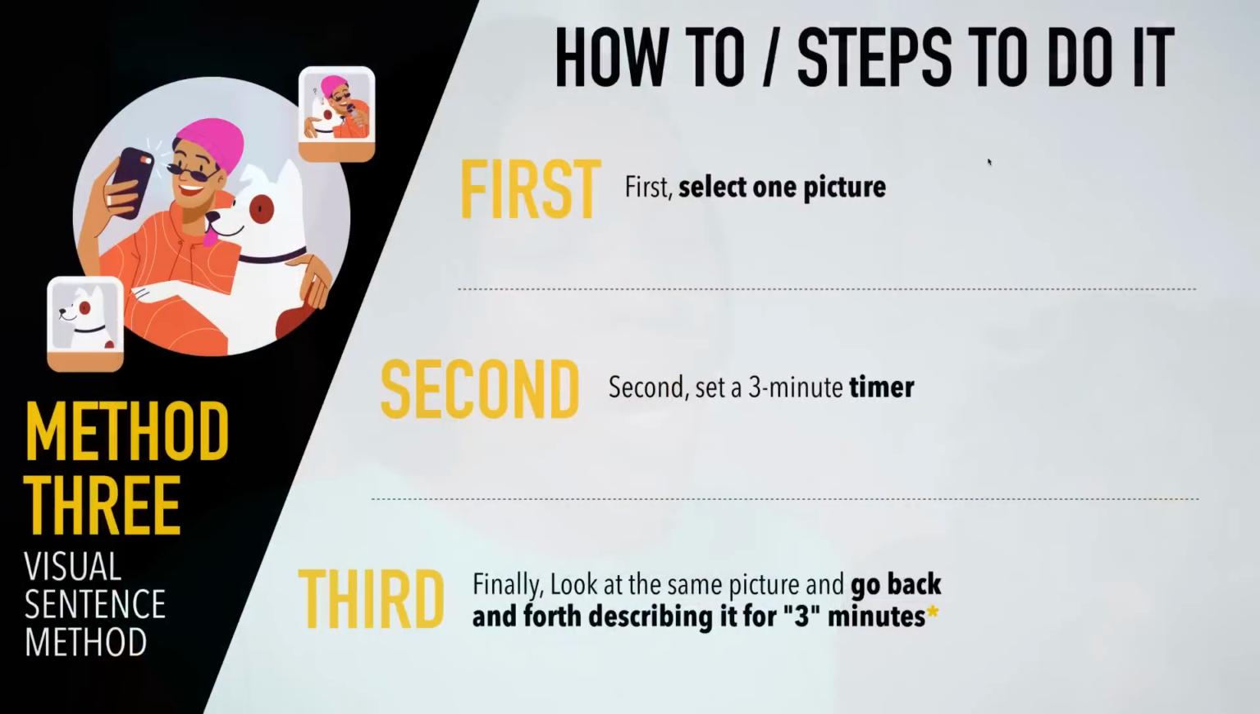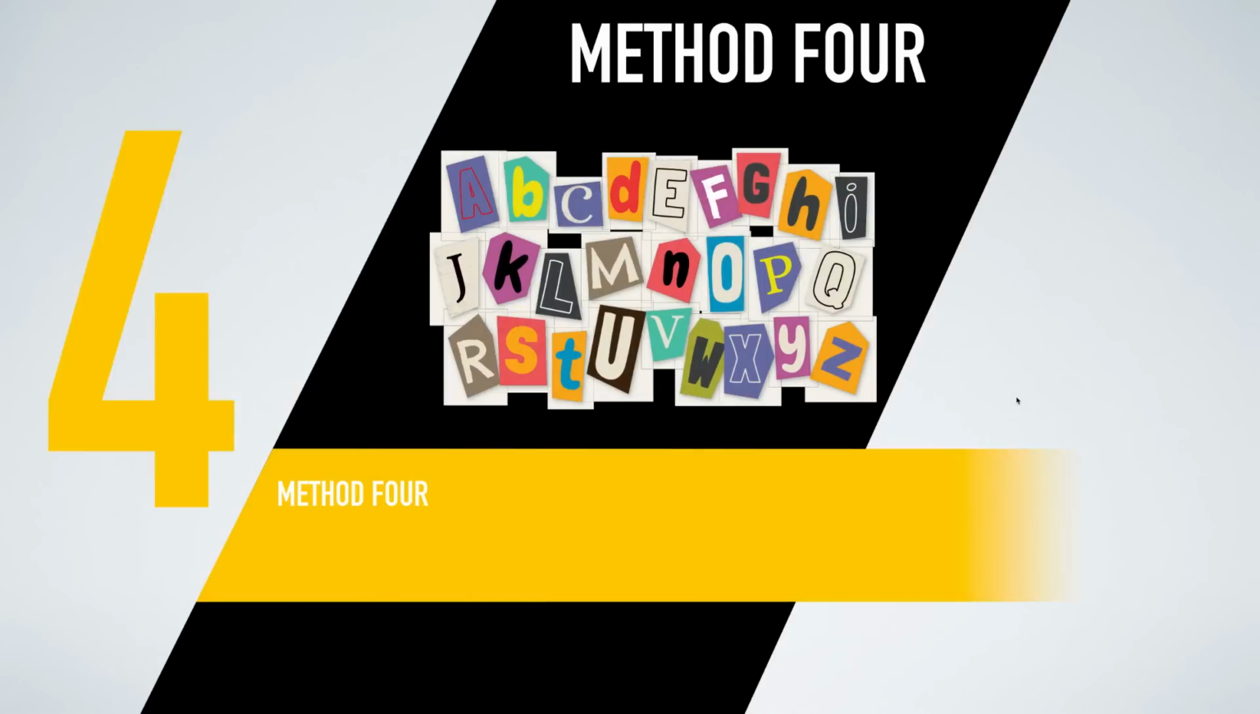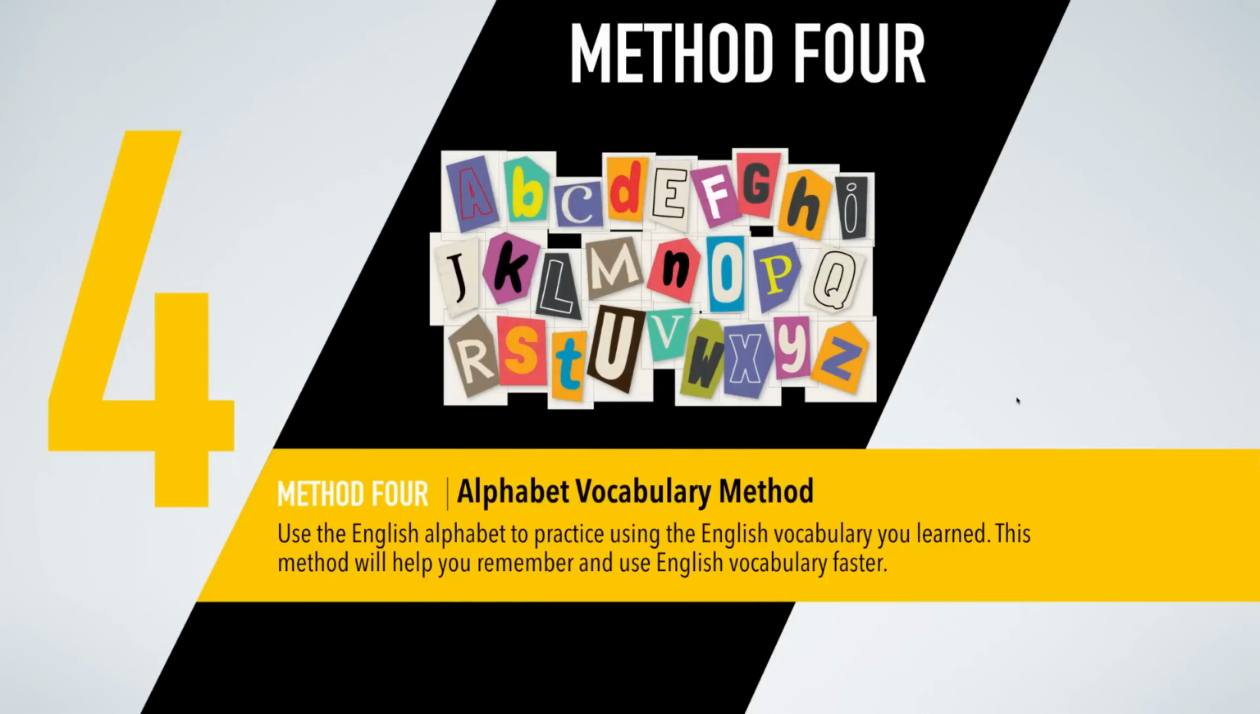All right, so you see again how you can improve your English while you're studying with your partner and even before you meet your partner. Now let's move on to method number 4. Method number 4 is alphabet vocabulary method. Now this method uses the English alphabet to practice using the English vocabulary you learned. This method will help you remember and use English vocabulary faster.